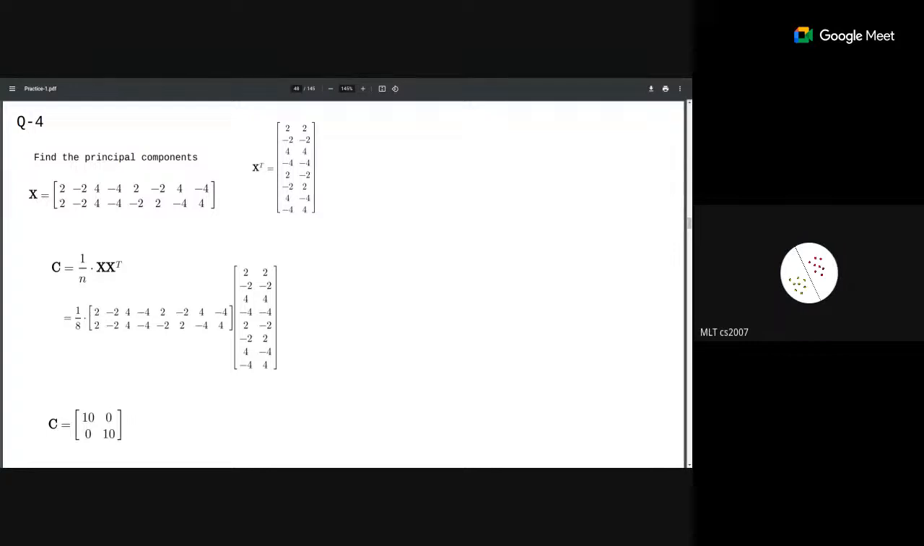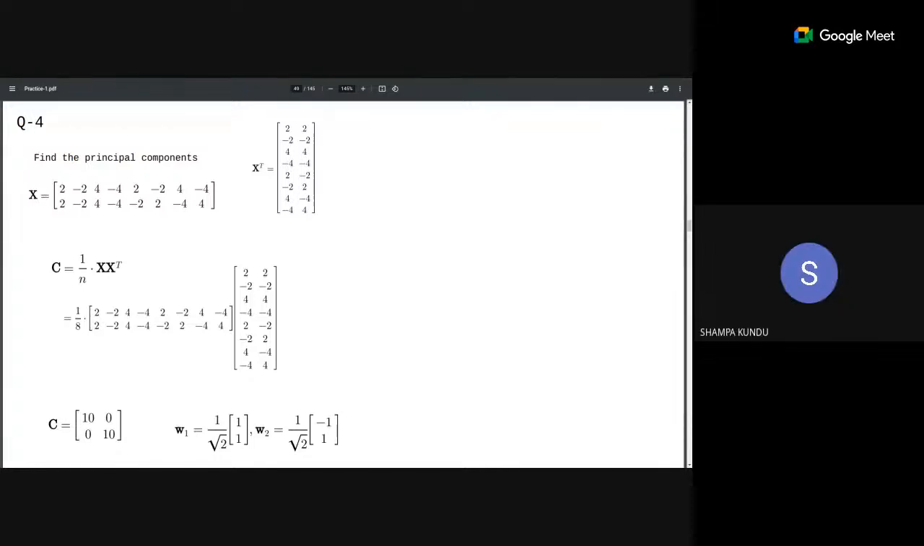Okay, I got one more answer. Someone told me (1, -1) and (1, 1). Another answer is (1, 0) and (0, 1). Anyone else? Okay, I'll give one answer from my side. I'm saying that these are the principal components. Am I right?